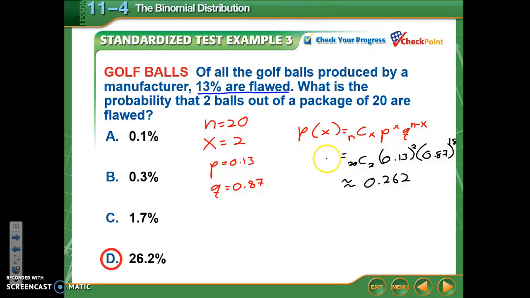All right, so this is what your process should have looked like. Number of trials is 20. X, the number of successes, is 2. I know it seems weird because here our successes, we're saying, are flawed balls, but really success just means it's what we're looking for, right? So in this case, we're looking for golf balls that are flawed or that have problems. The probability of success, meaning the probability of finding flawed golf balls, is 13%, 0.13. So the probability of failure is 87%, or 0.87. And then we plug into the formula like this.